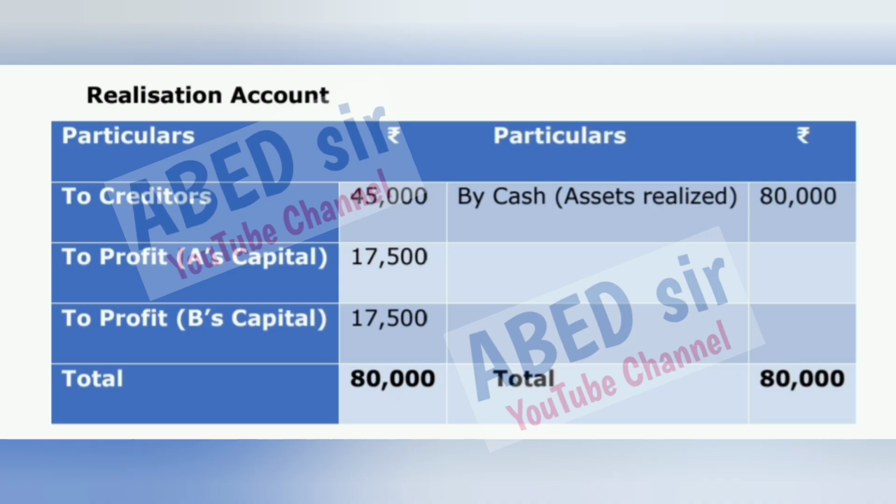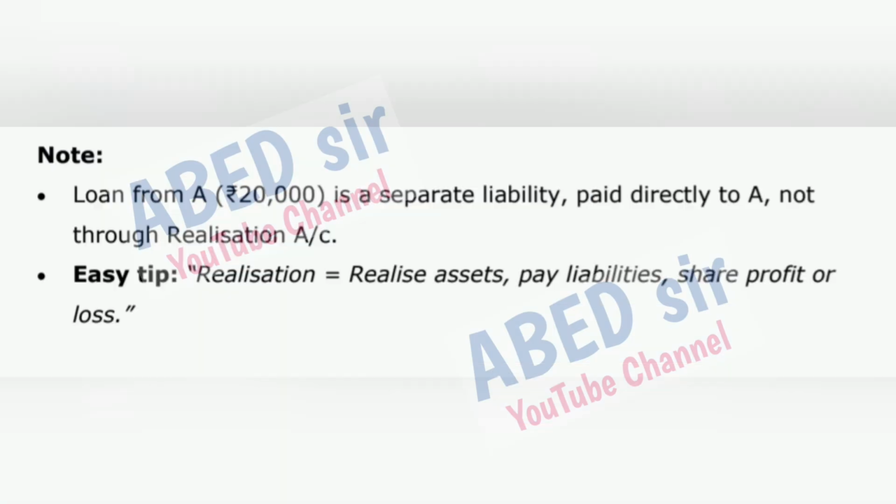Realization account. Particulars. To creditors 45,000. By cash, assets realized 80,000. To profit, A's capital 17,500. To profit, B's capital 17,500. Total 80,000. Note: loan from A 20,000 rupees is a separate liability paid directly to A, not through realization account. Easy tip: realization is equal to realize assets, pay liabilities, share profit or loss.